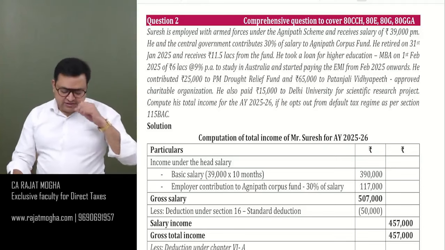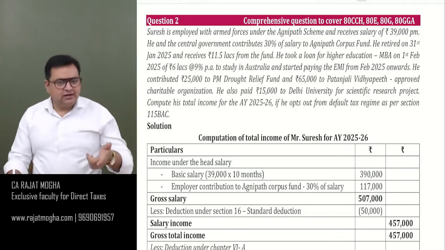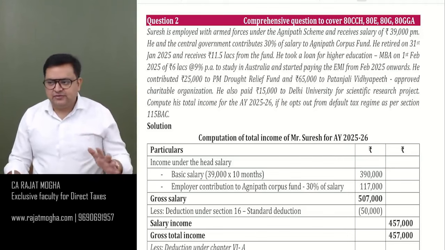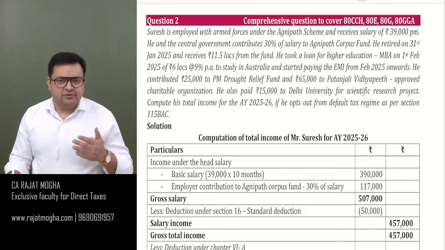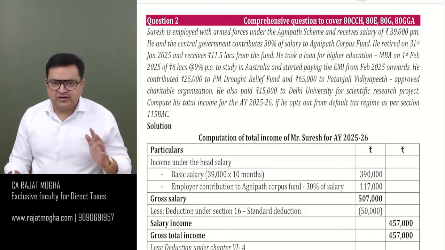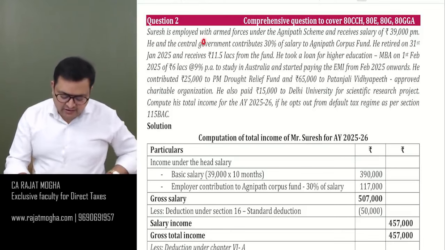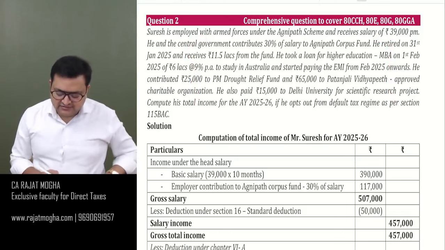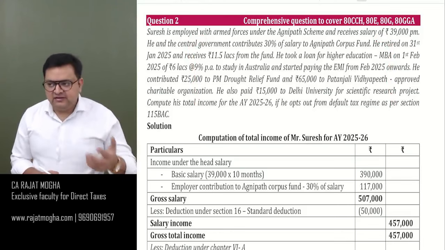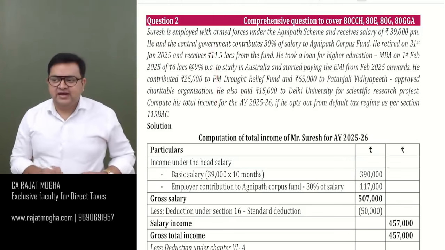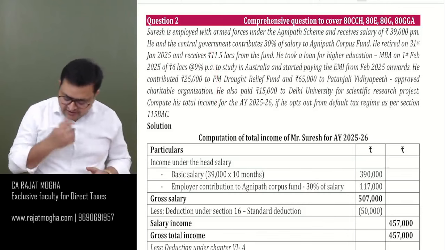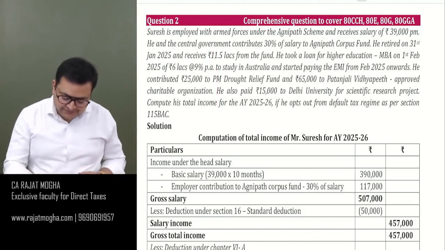So in this question, he is having only income from salary. He's an Agniveer, he's getting income from salary, but till 31st January 2025, because after that he has got retired. Then all the things which he has given to us are either his investment or donations, so it is not an income. So the only income which we are getting is salary income. First of all, let us start this question.